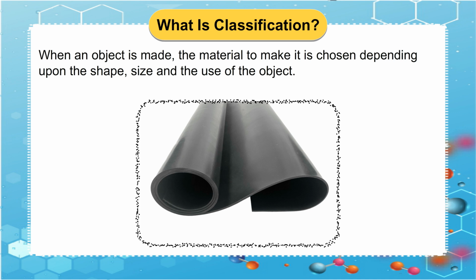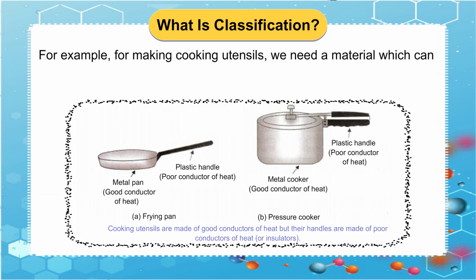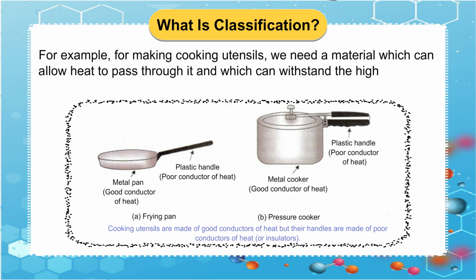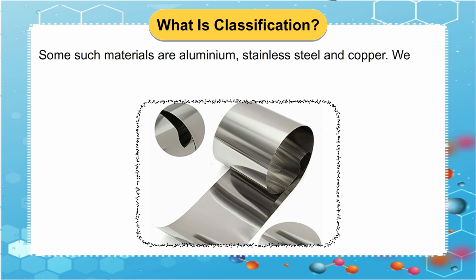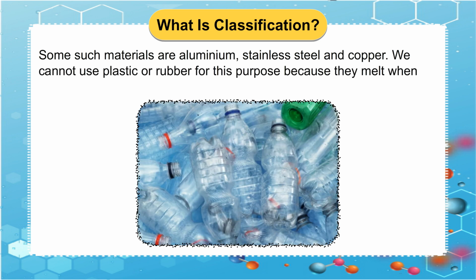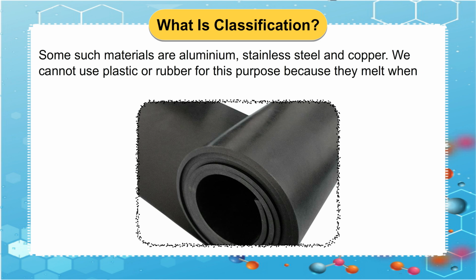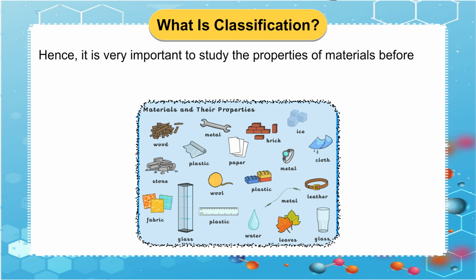of the object. For example, for making cooking utensils, we need a material which can allow heat to pass through it and which can withstand the high temperature of the flame. Some such materials are aluminium, stainless steel and copper. We cannot use plastic or rubber for this purpose because they melt when heated. Hence, it is very important to study the properties of materials before using them to make useful objects.